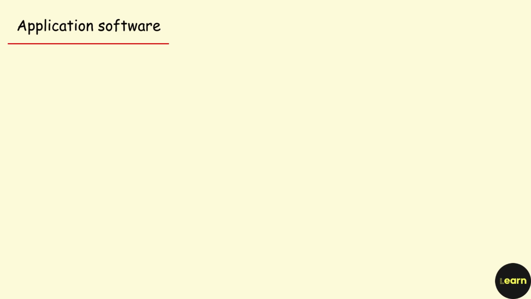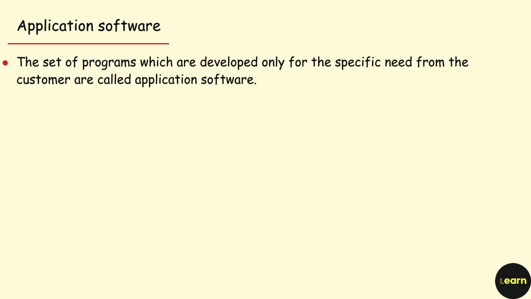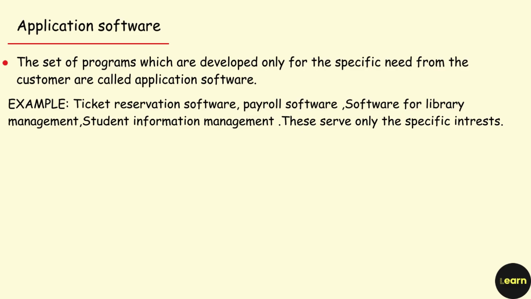Application software. The set of programs which are developed only for the specific need from the customer are called application software. Example: ticket reservation software, payroll software, software for library management, student information management. These serve only the specific interests. This ends the first chapter.